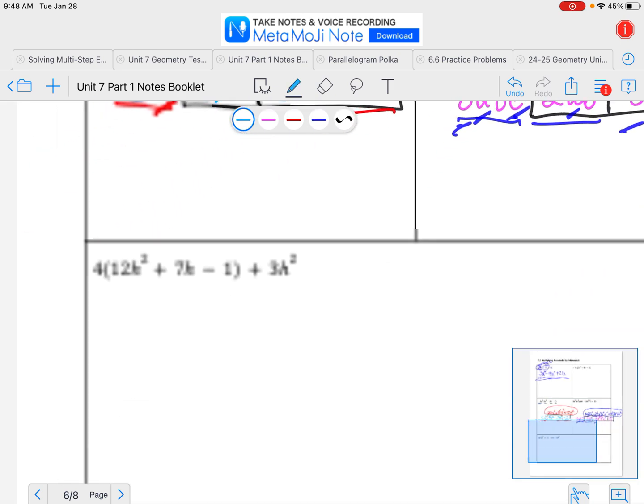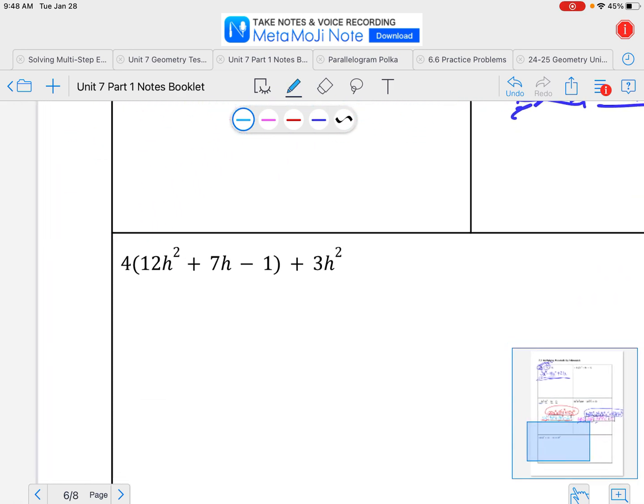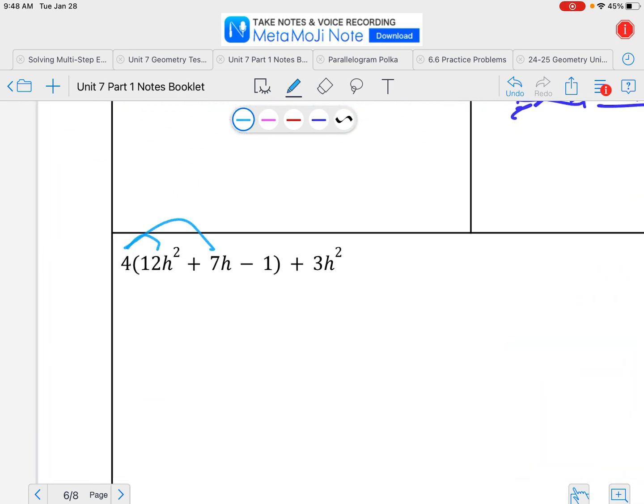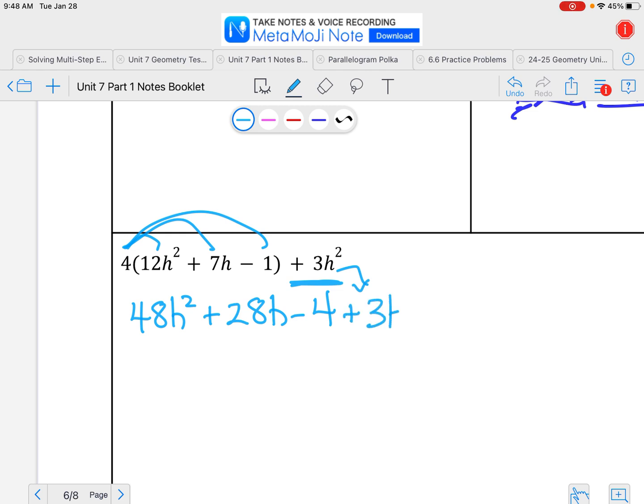Let's do one more example. On this one, all I have to distribute is a 4, but this is not in parentheses. It does not get multiplied by the 4. So this makes 48h to the 2nd. Plus 28h minus 4. Since this is not multiplied by the 4, I leave it the same and just bring it down.